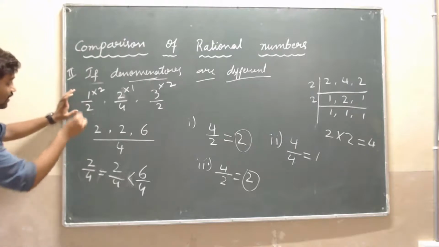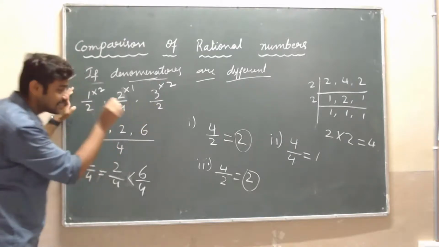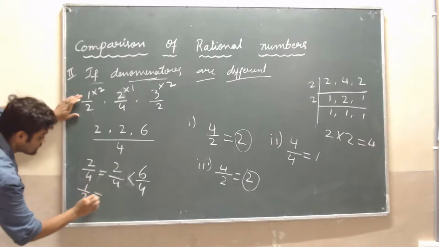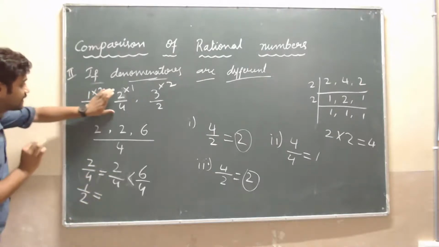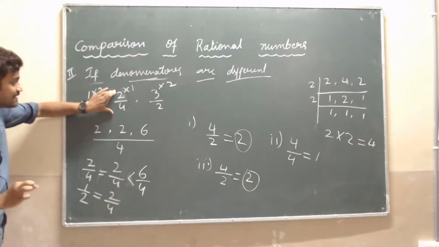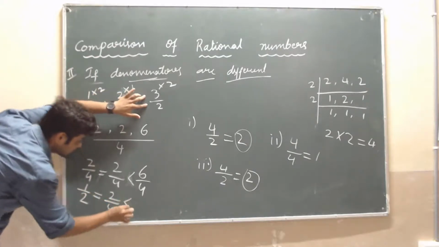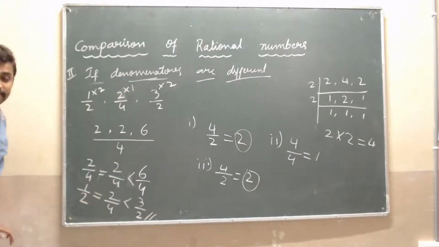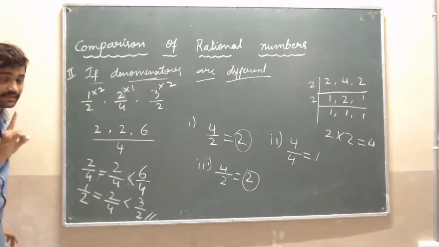Okay, then we have to compare with this question. 2 by 4 is the answer of 1 by 2, so the same symbol, equal. Then here 2 by 4 is the answer of 2 by 4 only. Then this is smaller than 3 by 2, and this is the answer. Understood? That is simple.